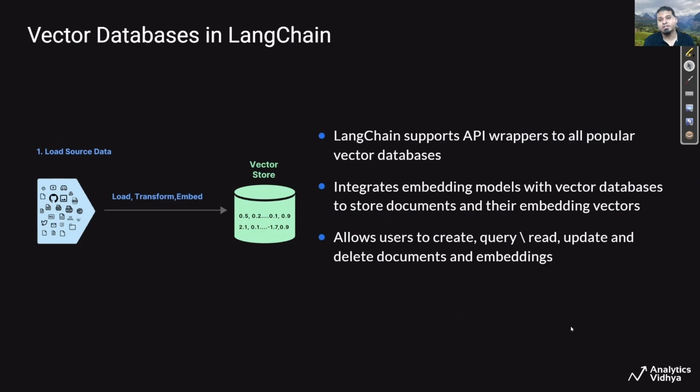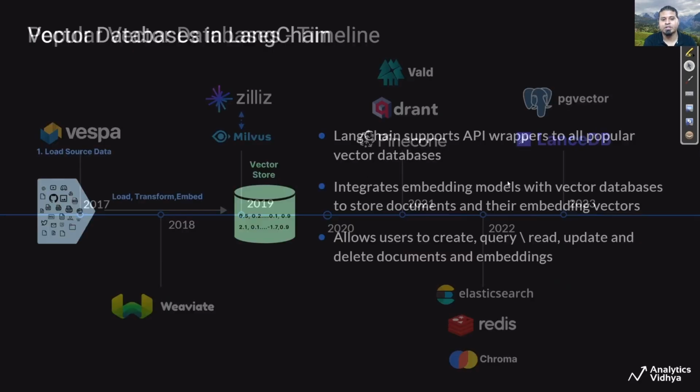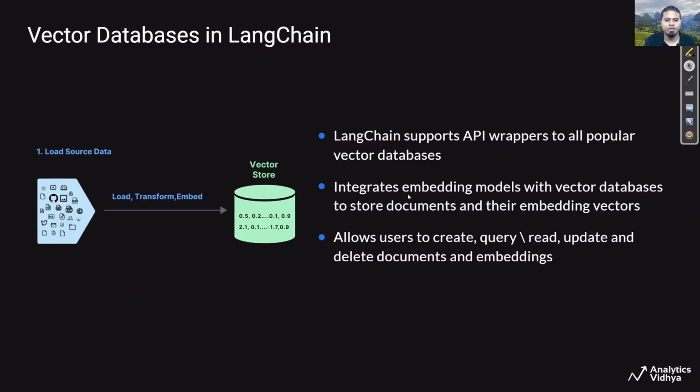So vector databases in LangChain, how do you do that? So LangChain supports API wrappers to connect to all popular vector databases, right? All the ones we discussed here. LangChain has wrappers to connect to them, integrates embedding models with vector databases so that the vector database can use the embedding model to convert documents into embeddings and then store that. And overall, vector databases allow users to create, query, or read, update, and delete documents and embeddings. So it just works like a database.